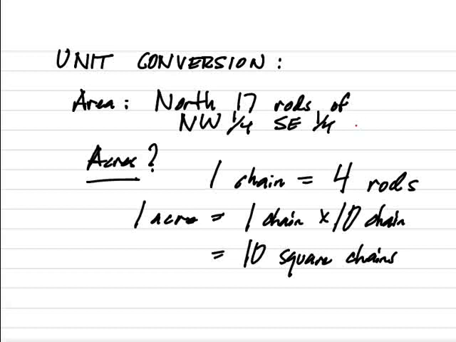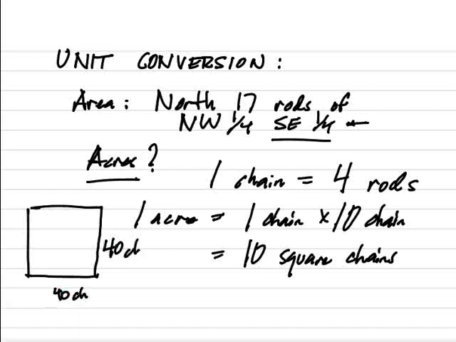Let's think about the size of this tract. If this is the southeast quarter, which is what we're starting with right there, that southeast quarter would be 40 chains by 40 chains. And I'm going to take the northwest quarter of that whole thing. So this is the southeast quarter, and this is going to be the northwest quarter. So that makes that 20 chains by 20 chains. Okay.